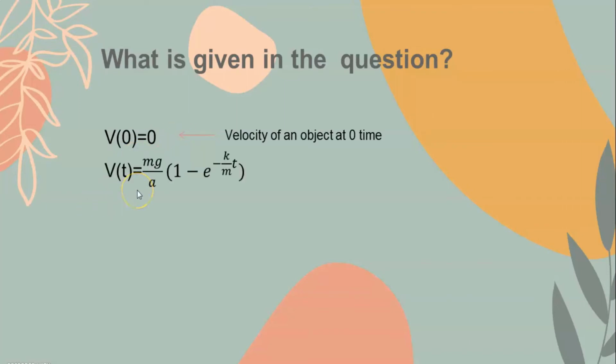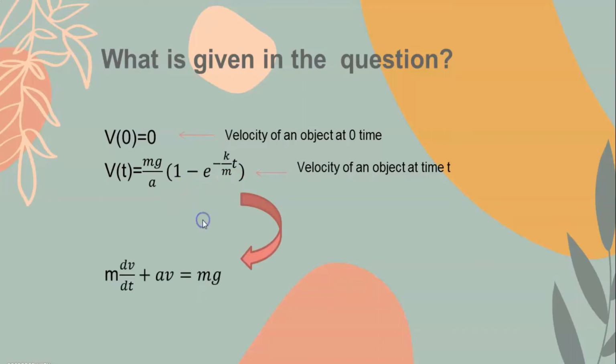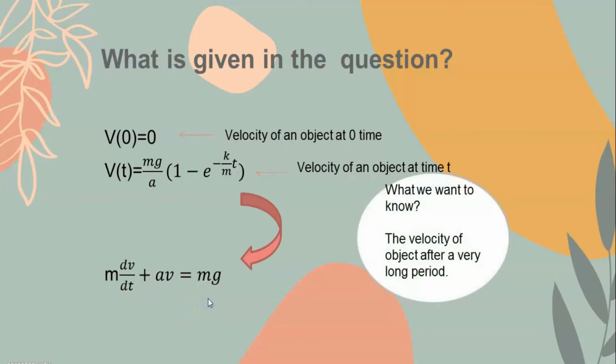Next, the question also gives us the velocity of the object at time t by this equation, which is v(t) equal to mg over k times 1 minus e to the power of negative kt over m. This equation is derived from the given differential equation, which is m dv over dt plus kv equal to mg. Now we go back to what we want to calculate: the velocity of the object after a very long period.